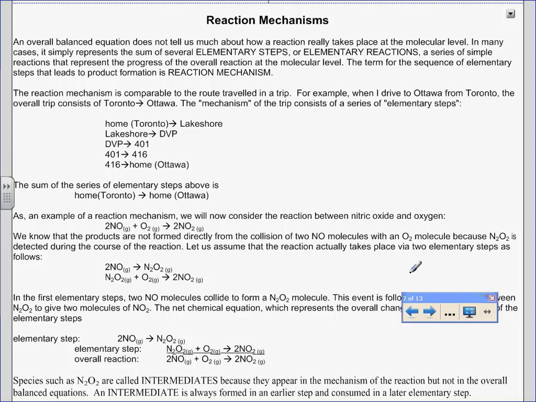Now, in previous stages of the course, we've talked about reaction mechanisms, especially in organic chemistry. And when we think about reaction mechanisms, the reason they're important is because, as we know, in order for a reaction to occur, collisions need to happen.